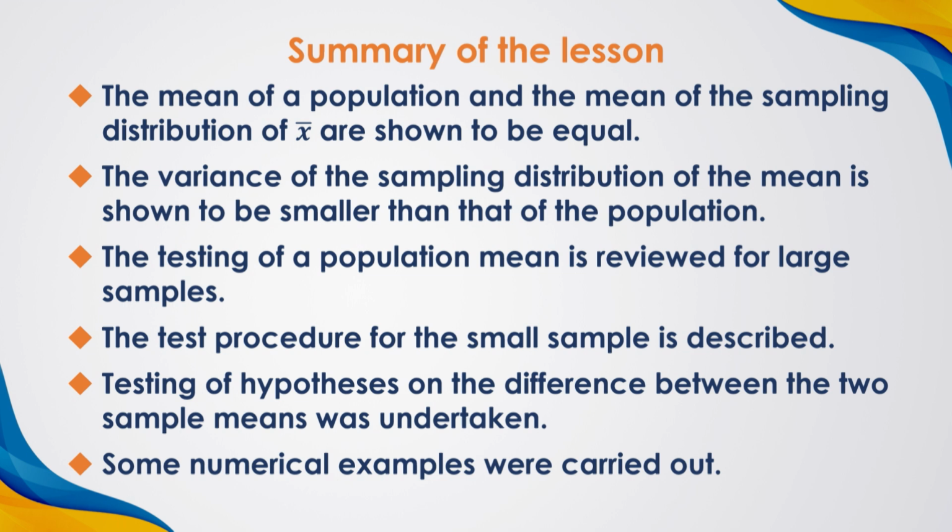Summary of the lesson: the mean of a population and the mean of the sampling distribution of x bar are shown to be equal. The variance of the sampling distribution of the mean is shown to be smaller than that of the population. The testing of population mean is reviewed for large samples. The test procedure for the small sample is described. Testing of hypothesis on the difference between the two sample means was undertaken. Some numerical examples were carried out.